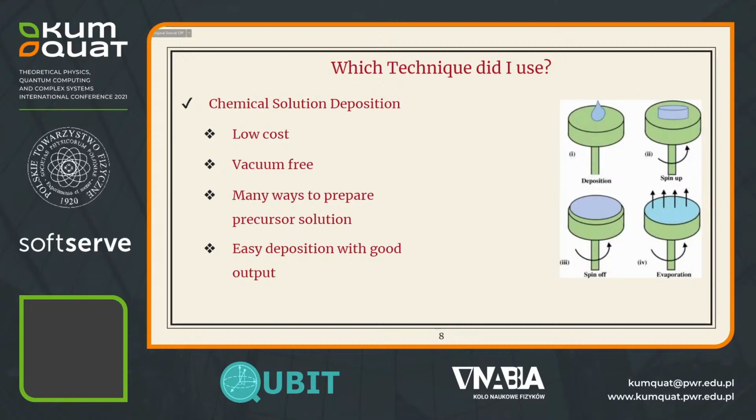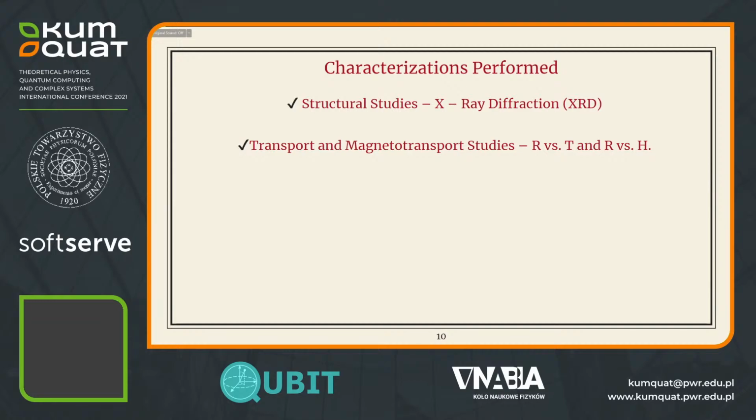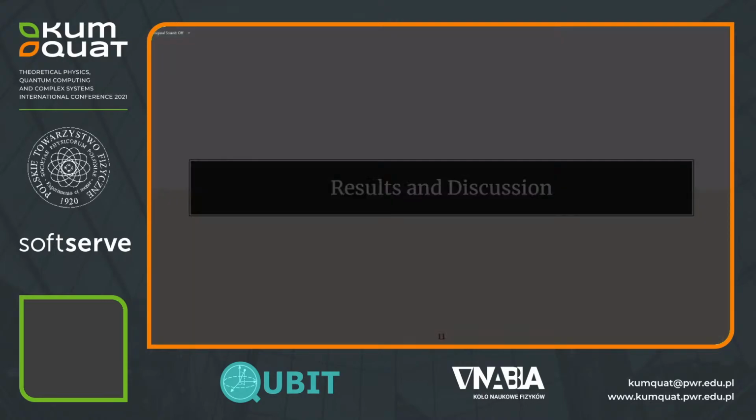And the thickness of the film can be easily controlled by using the molarity of the solution as well as the time of the deposition and RPMs of the spin coating. So what are the various characterizations I performed? First of all, to study the structural property, I have performed X-ray diffraction. And to study the transport and magnetotransport properties, I have taken resistivity versus temperature and resistivity versus magnetic field graphs.